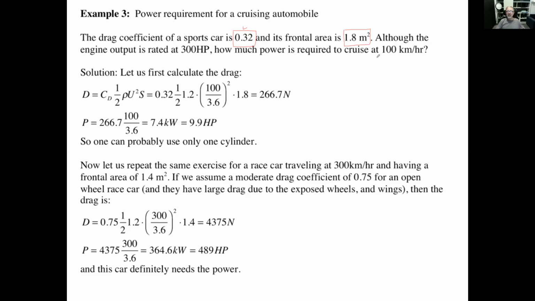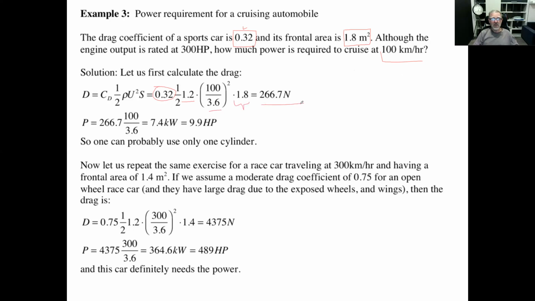And let's say you're cruising at 100 kilometers per hour, which is like 60 miles per hour. So what is the drag? The drag is going to be CD, which we put at 0.32, which is a good number, actually very optimistic, times 1/2 density, velocity squared, frontal area, giving 266 Newtons. How much power is needed? 266 times velocity, which is 100 kilometers per hour, about 10 horsepower.